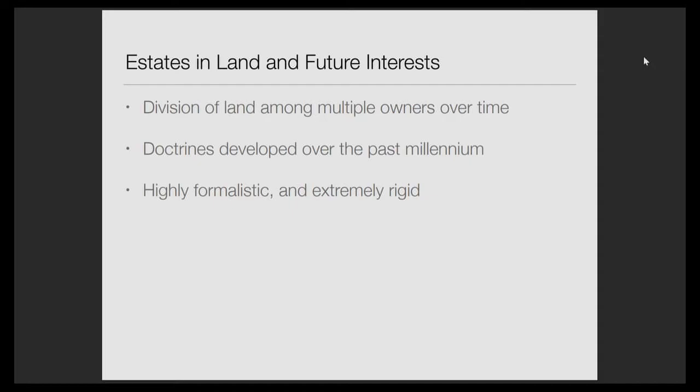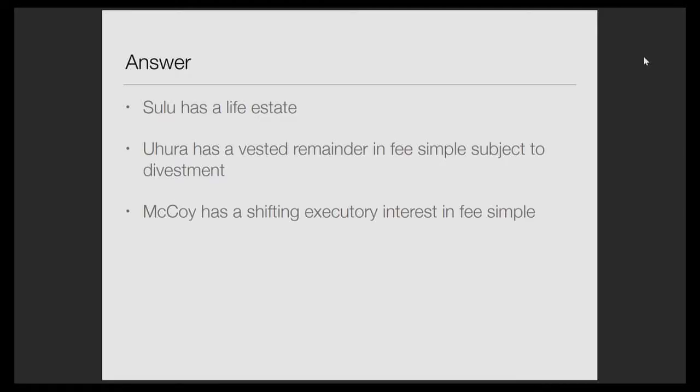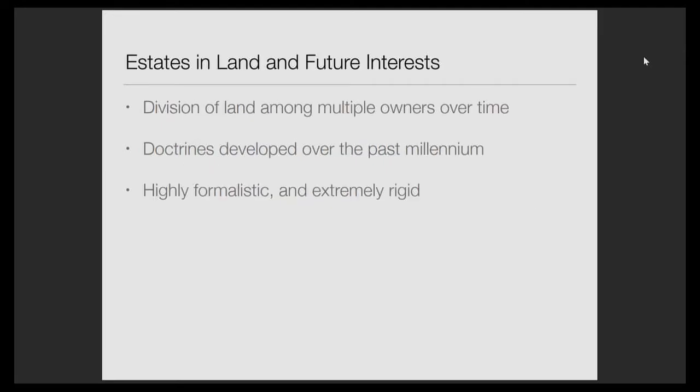So this is the body of law that deals with how one piece of property, in particular real estate, these are where the doctrines developed, can be divided among multiple owners over time. The essence of the future interests was that instead of having one person who is the owner of this piece of property, instead Sulu owns it for most purposes and can use it during his lifetime, and after that Uhura will. But if this other event ever comes to pass, then McCoy will own it instead. And we describe those relations in terms of a set of legal categories that have developed over about 10 centuries.